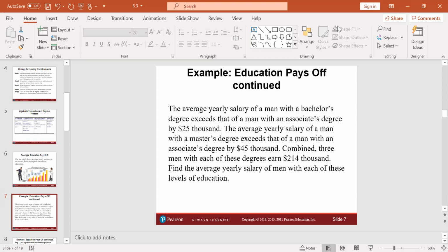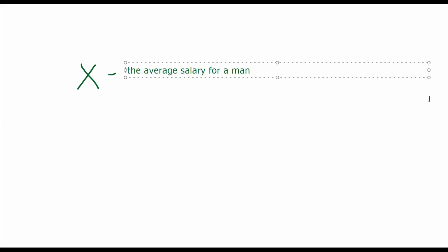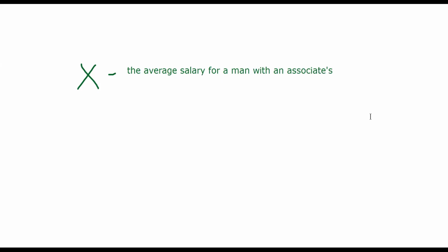So here's what we're going to do. We're going to let X represent the average salary for a man with an associate's. That's going to be our baseline. Now, for the man with a bachelor's degree, we could assign the new variable Y to him because we don't know what his salary is either. That's an unknown. But what should we really do?